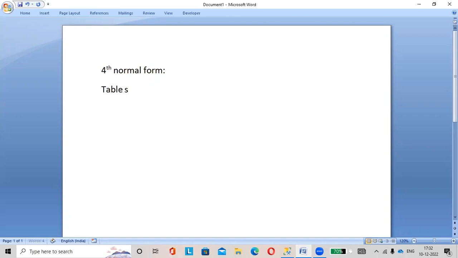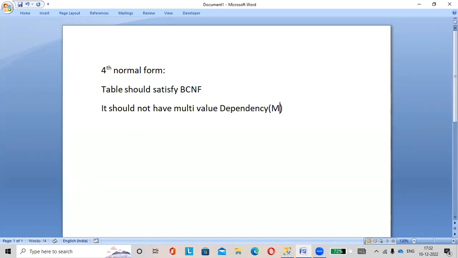Table should satisfy BCNF. It should not have multi-value dependency. Multi-value dependency is also known as MVD.